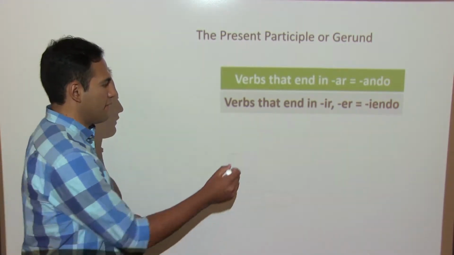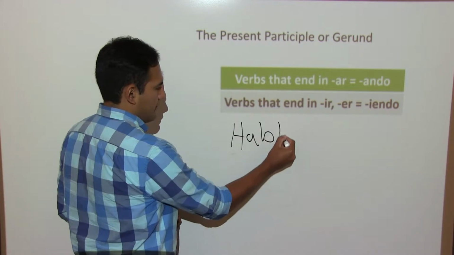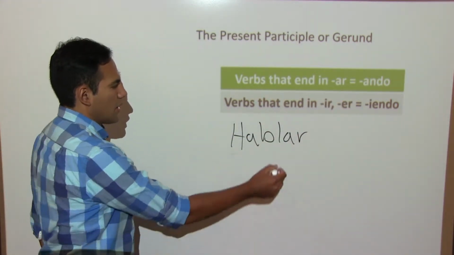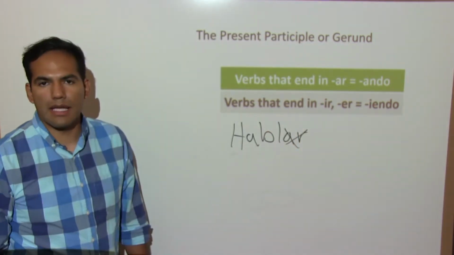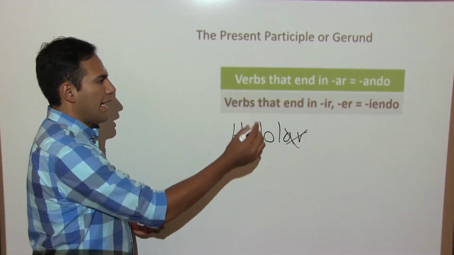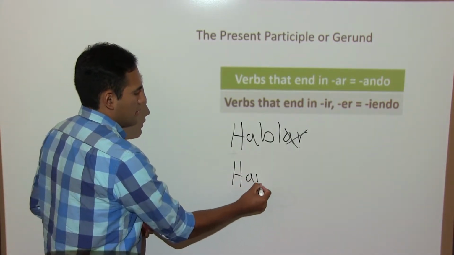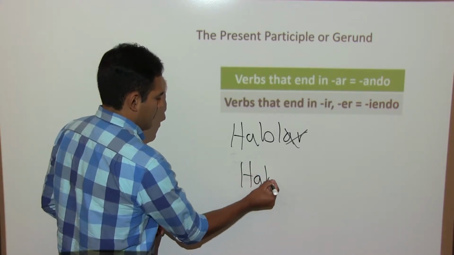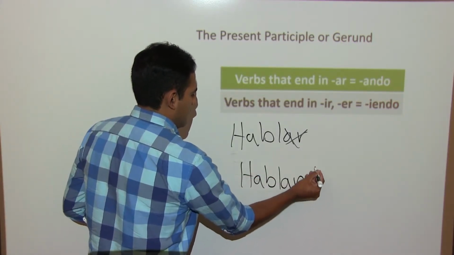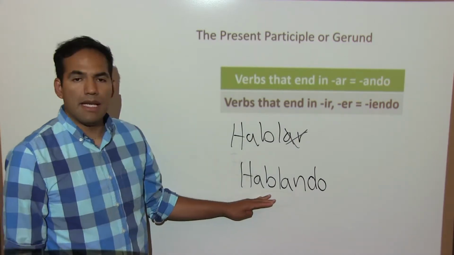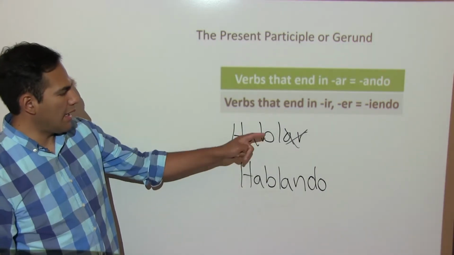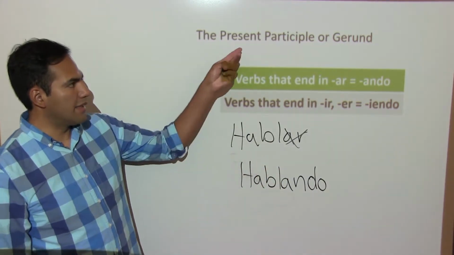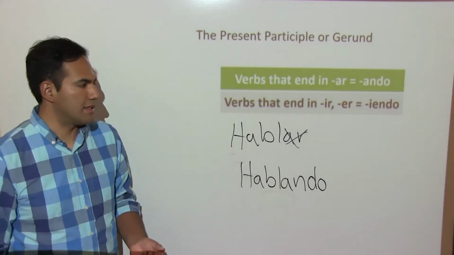So for example, if we have the verb hablar, we know that it's an AR verb, so then we're going to drop those two last letters, AR, and we're going to add the ando. Hablando. So hablando, it's the gerund, and hablar is the infinitive. So that's how we create the present participle or the gerund.